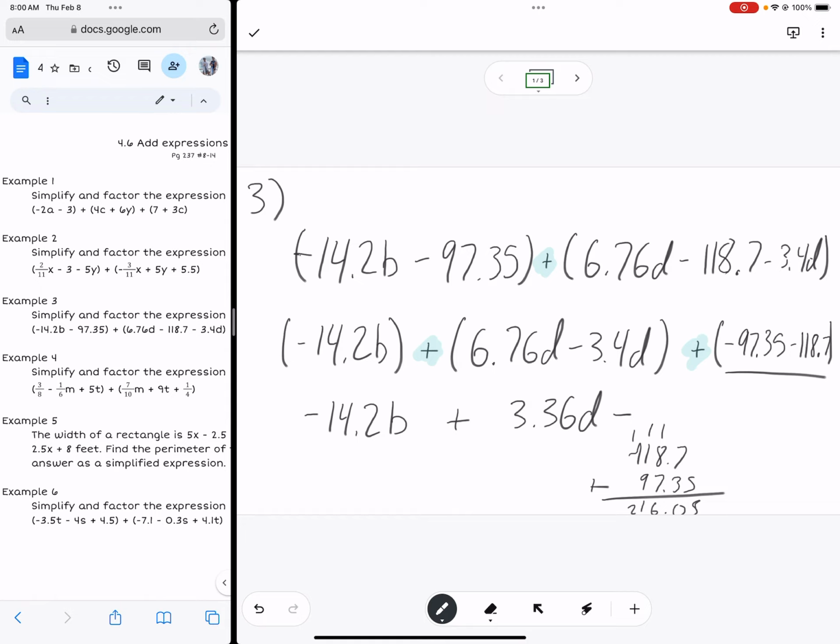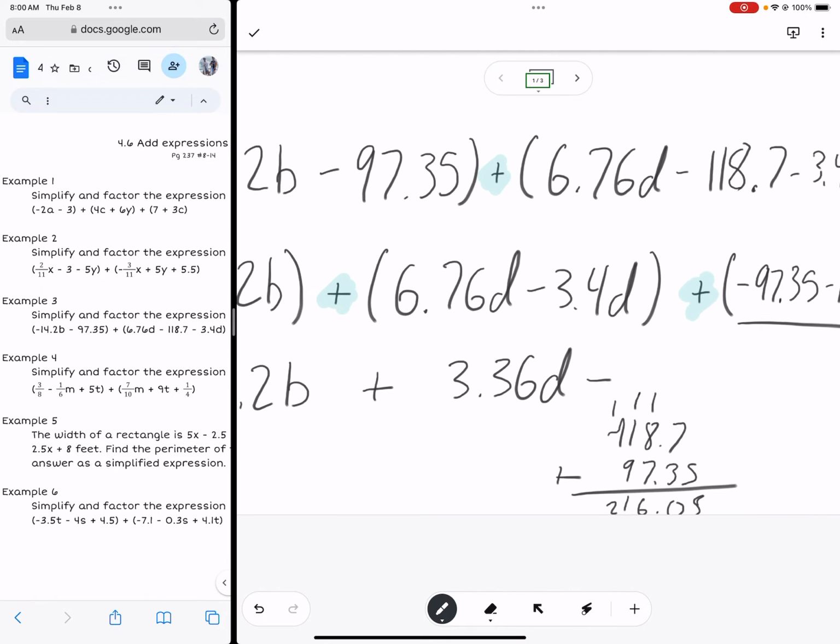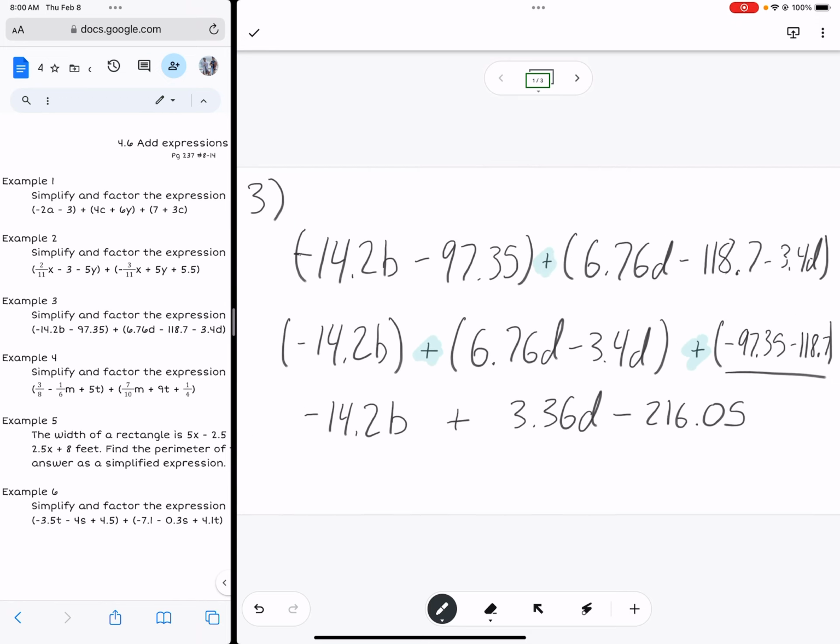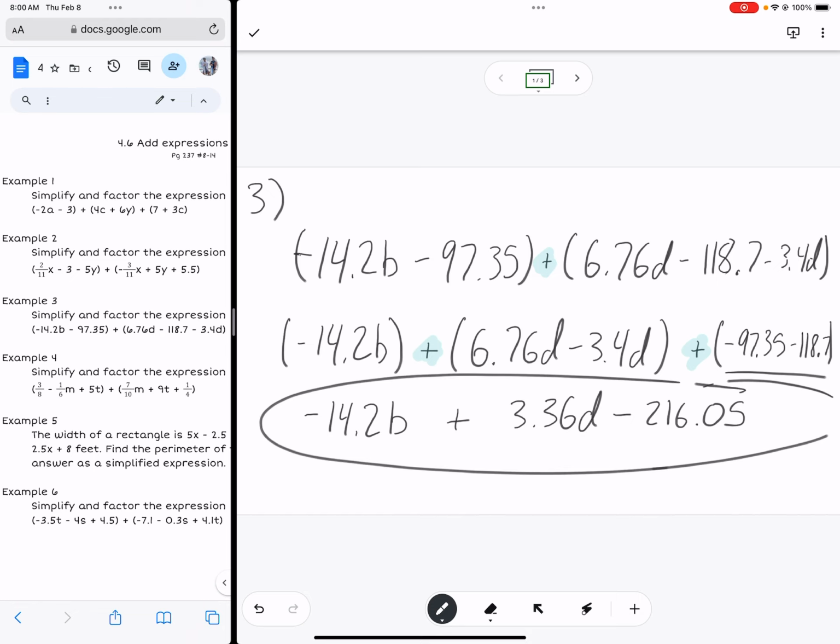What'd you get, Sophia? 216.05. That is correct. I really don't want to factor that, to be honest. Yeah, me too. All right, cool, we're not going to. What'd you say, Foss?